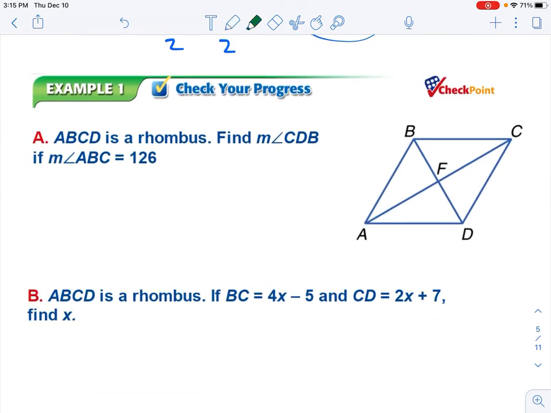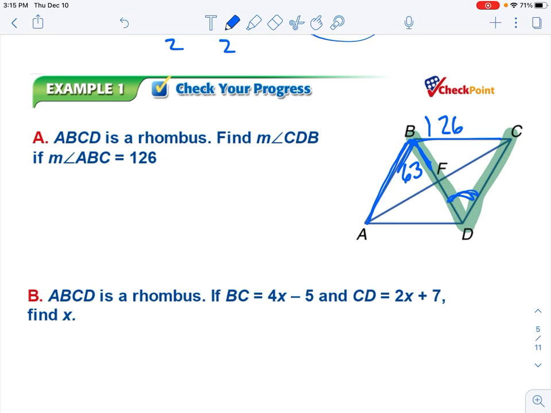The next problem is similar, although the angles are different, they're not exactly the same. We know ABCD is a rhombus. We are going to find the measure of CDB, given that the measure of ABC is 126. So if you recall, the measure right here, this little guy, would be half of the whole angle because our diagonal BD bisects it, so this would be 63.